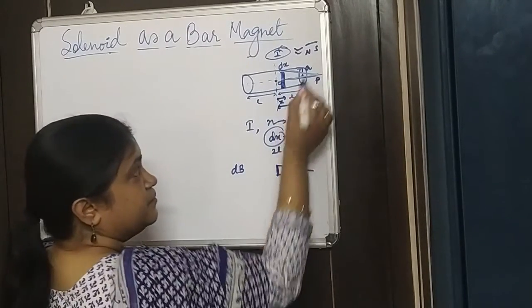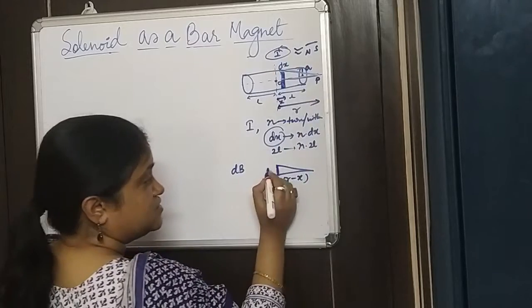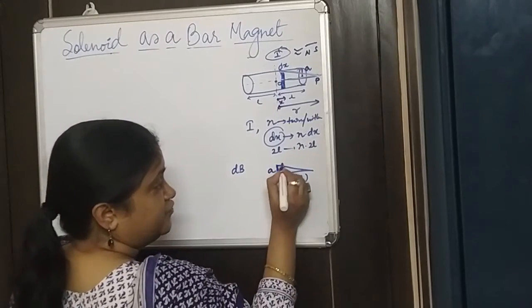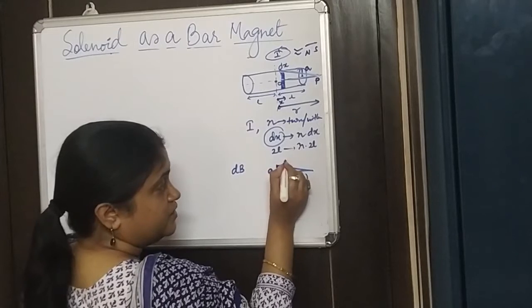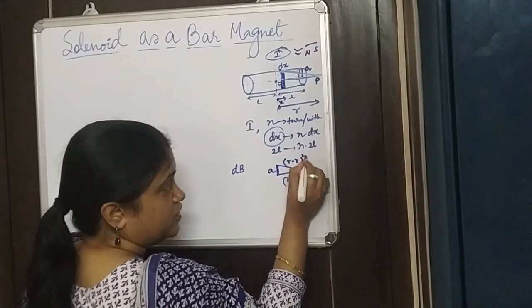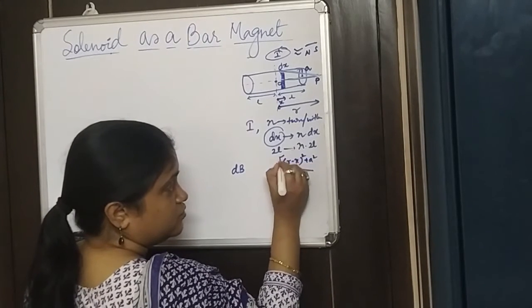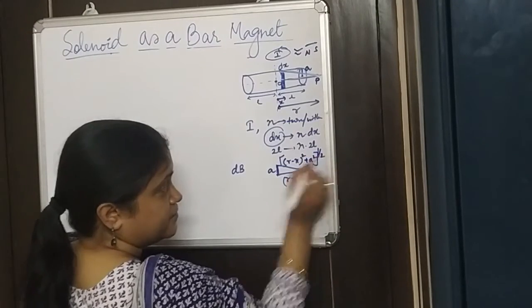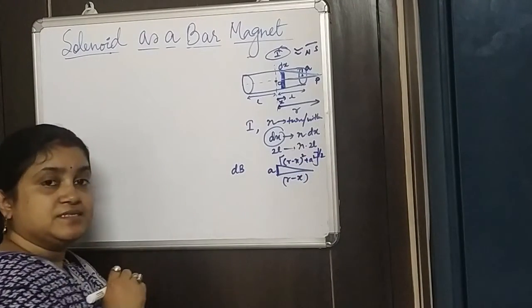This is nothing but the radius, which is a. Therefore, the distance will be (r minus x) whole square plus a square, to the power half. So, this is the distance.